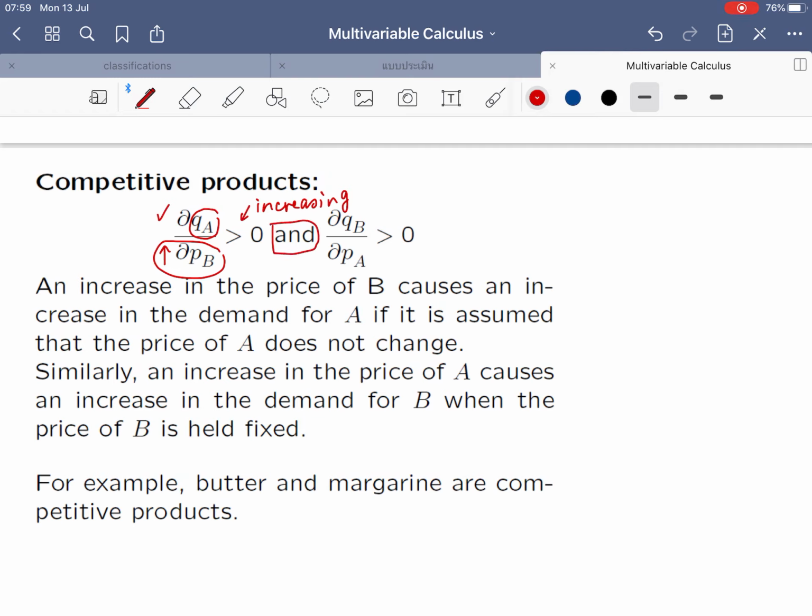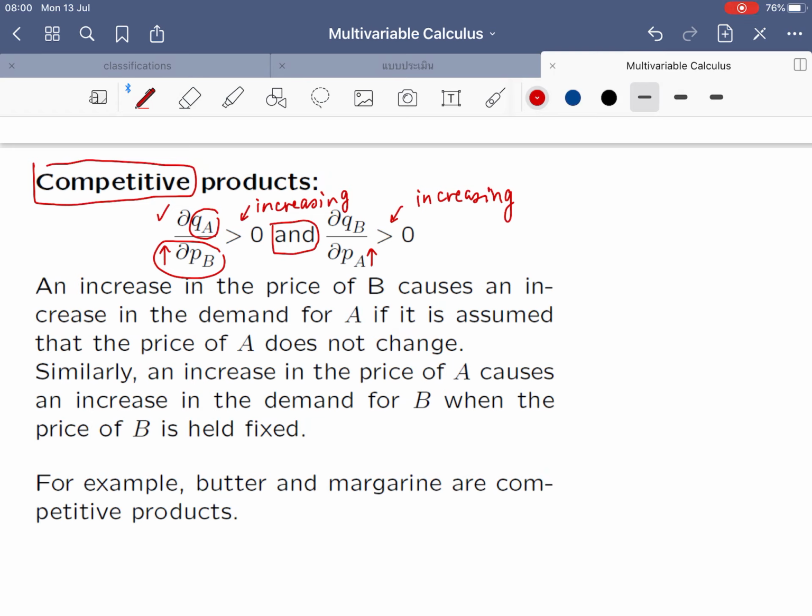On the other hand, if the price of A is going up, people don't buy product A, right? But people buy more of product B. So what does this mean? It means that, hey, we don't use B, we can use A instead. Or hey, we don't need to use A, we can use B instead. So they are replaceable. So they are competitive. They have the same usage.